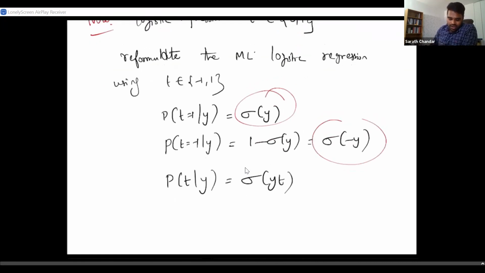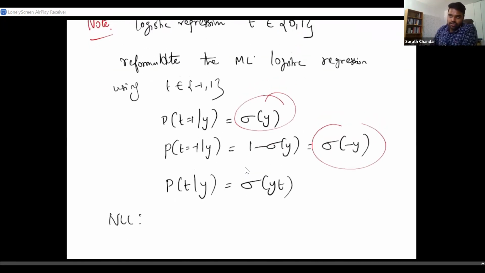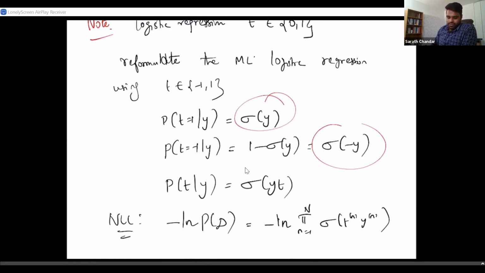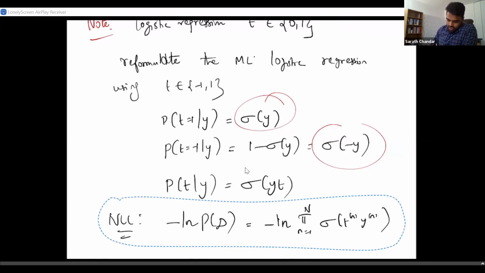Okay, so now I can do my loss. The negative log likelihood is given by minus ln p of D. It's basically minus ln of the product over n equal to 1 to N of sigma of t of n y of n. Okay, so let me move this to the next page.